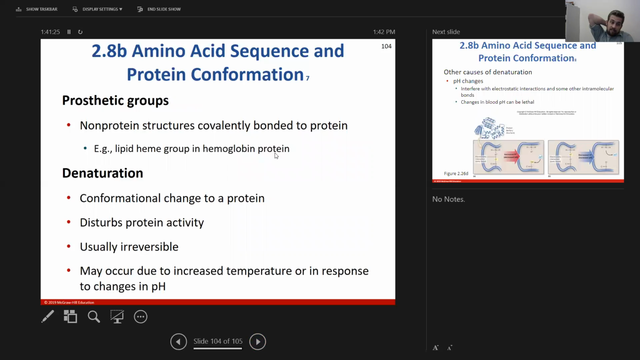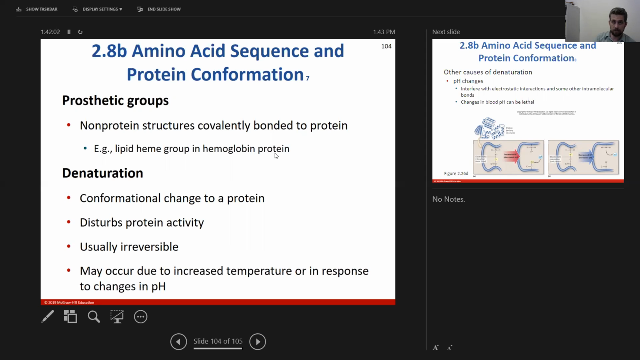And then denaturation. Denaturation is going to be any conformational change to a protein. So if I take this protein and I change the shape a little bit, all of a sudden I've denatured that protein. It disturbs the protein activity. If I change the shape, all of a sudden it can't work the way that it's supposed to work. You can't see it too well. All of a sudden, the changed shape screws it up. Usually it's irreversible. It's not always irreversible. And it can occur due to 3 things.